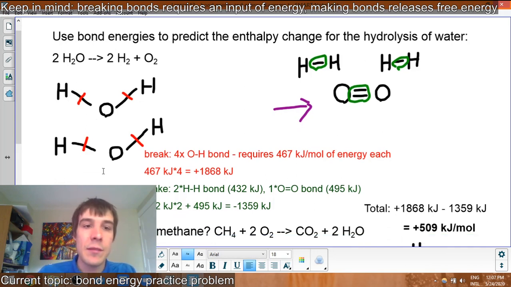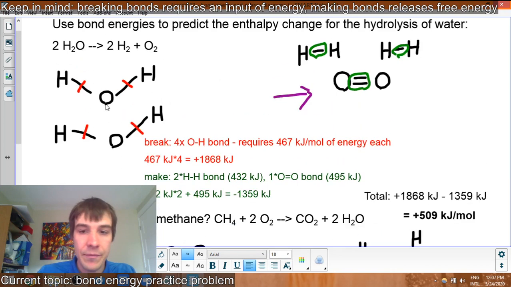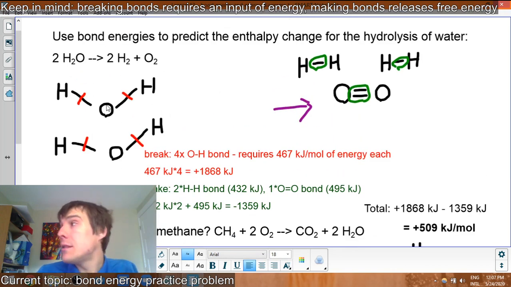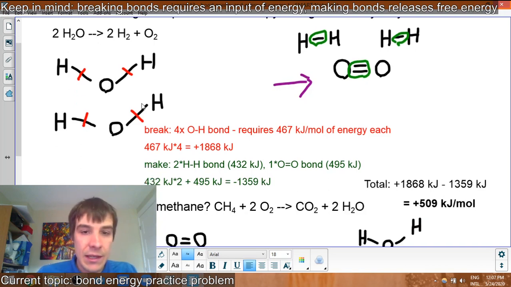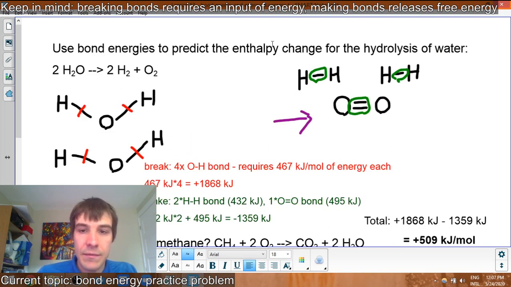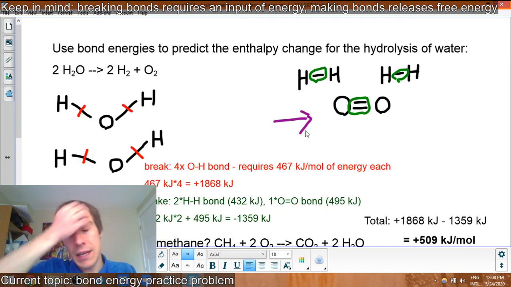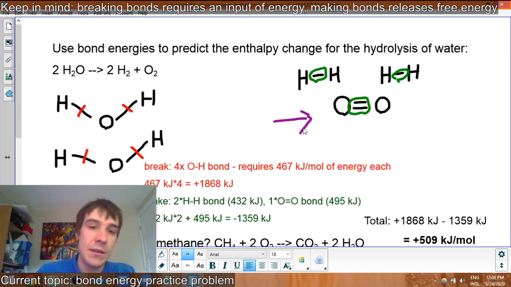In this case, breaking the bonds is higher energy than making the bonds. We have to put in more energy than we get back from making the bonds. So that's a practice problem. That's how you do one of these. You have to figure out which bonds you're breaking and which bonds you're making. Knowing how to do the structures is very important there, which is why we did structures in Unit 1.